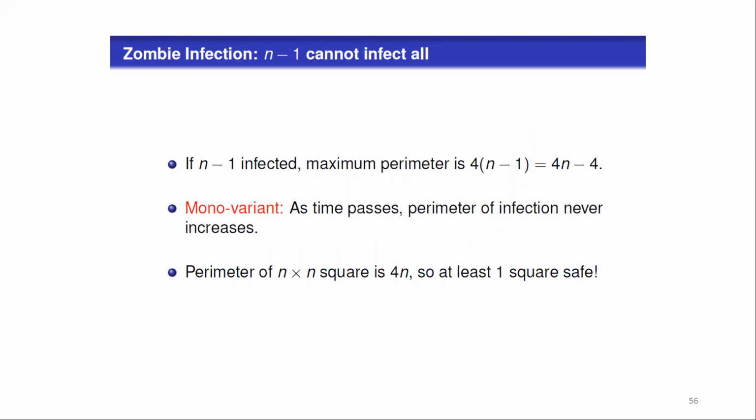What's the largest perimeter we could have for the infection? Well, if we have n-1 infected cells, the maximum perimeter, each one has a perimeter of 4, that would be if they share no walls in common. And it would just be 4 times n-1 or 4n-4. The perimeter of a square is just 4n. So we see that at least one square is safe. And what I love about this is the initial conclusion is that there's one safe square. Is it possible that there's only one safe square?